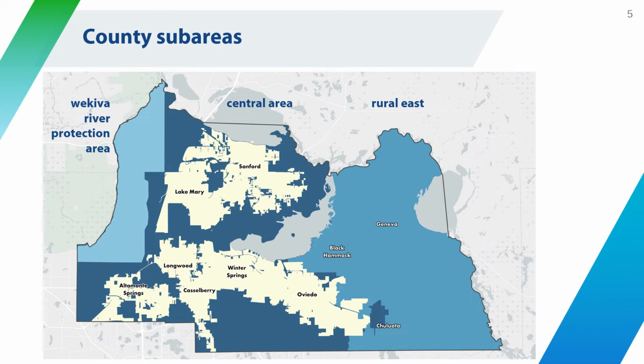To the west, the Wekiva River Protection Area is a collaboration between Seminole County and the state of Florida to protect the Wekiva River. It includes conservation areas and limits development and construction. We'll refer to the remaining areas in the middle as the central area.